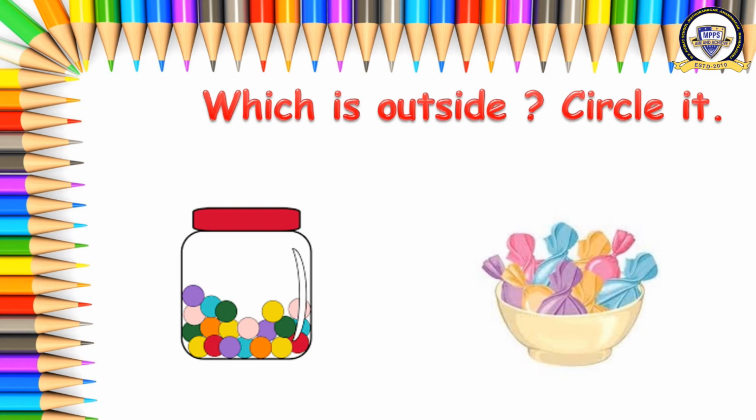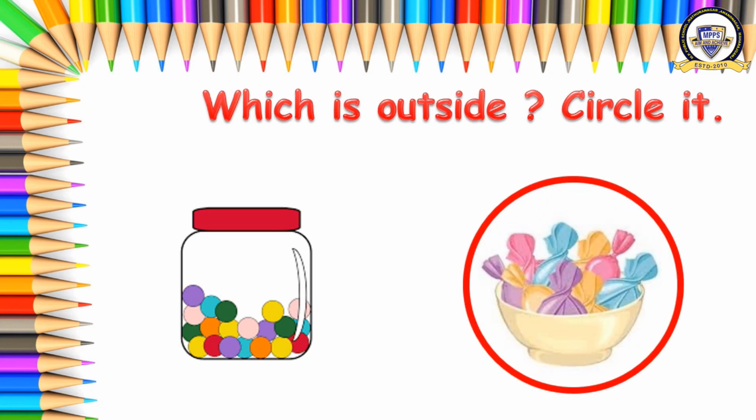Now you tell me which is outside. Candies in the tin. Yeah, the toffees in the bowl. Which is outside? Very good. The toffees which are in the bowl, they are outside. The candies are packed within the box. It is inside the box.